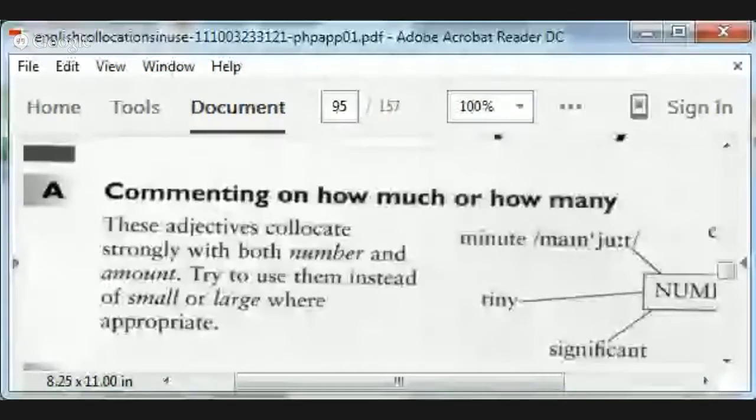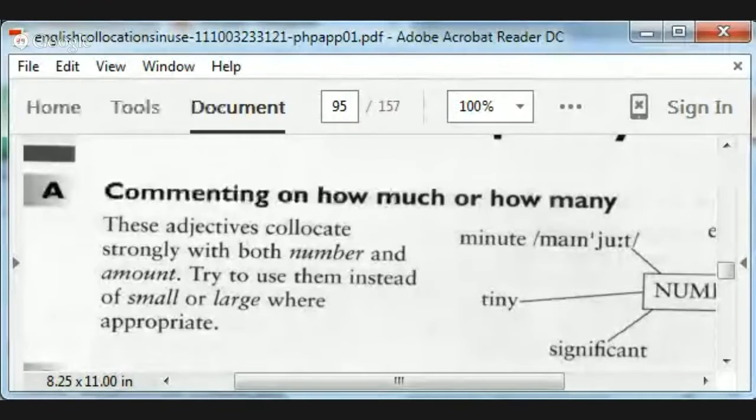I'm going to do a screen share and oops, hang on. I'm going to do a screen share. Let me try that again. And start talking about these collocations, which are related to talking about numbers, amounts, quantities, and frequency, how often, how much. Okay, first of all, let me share this with you.